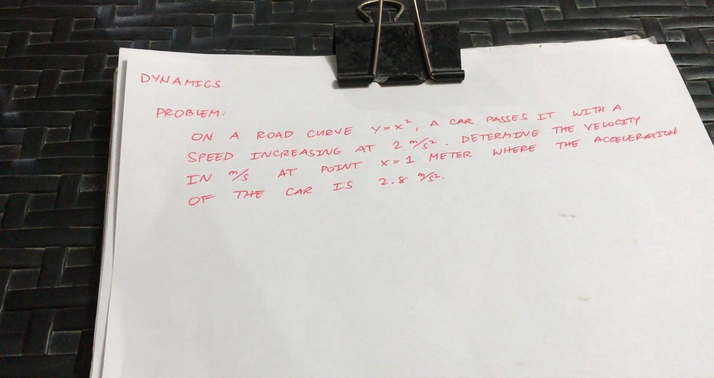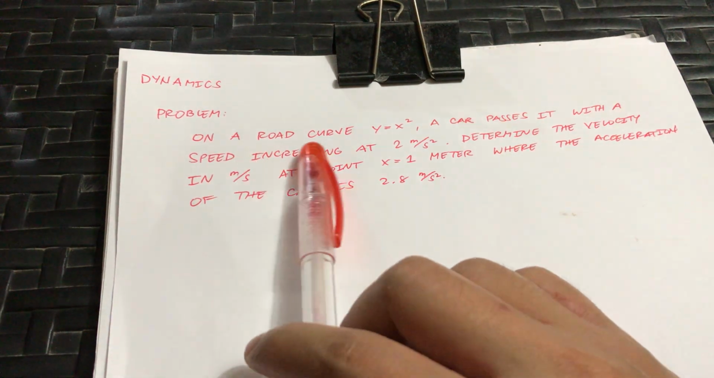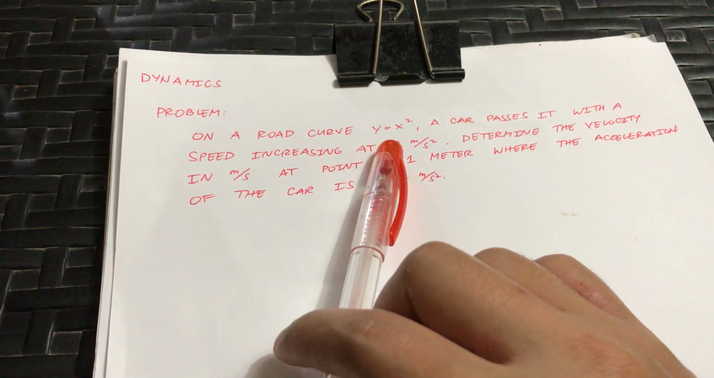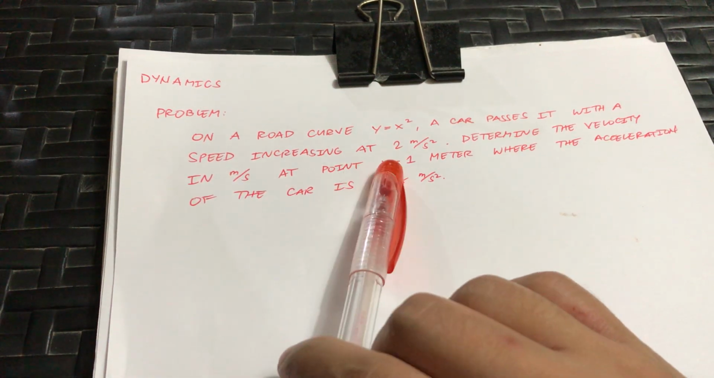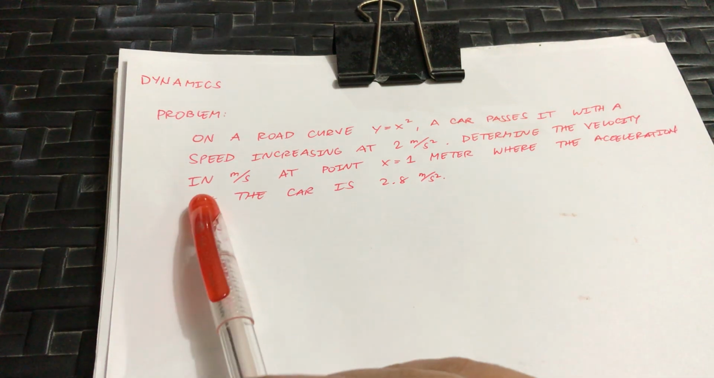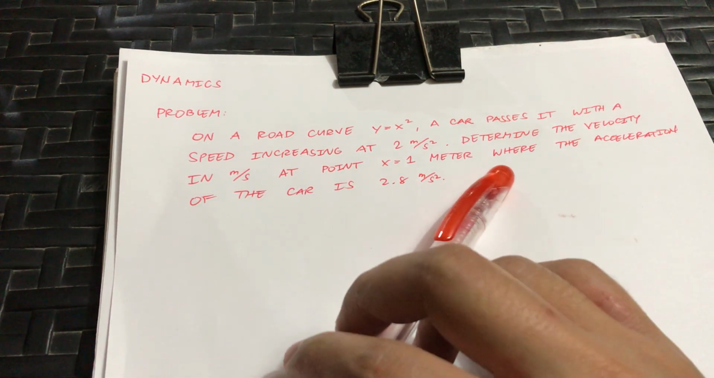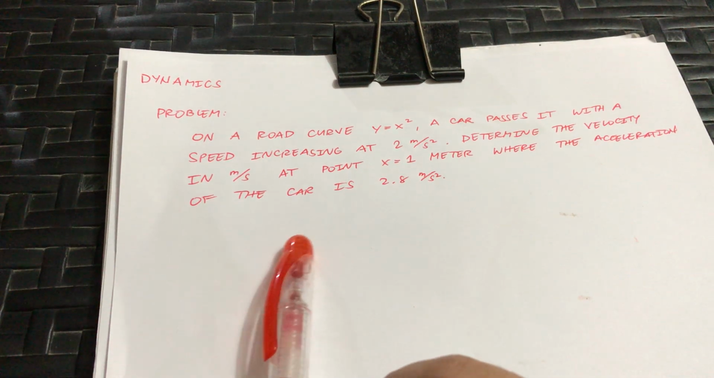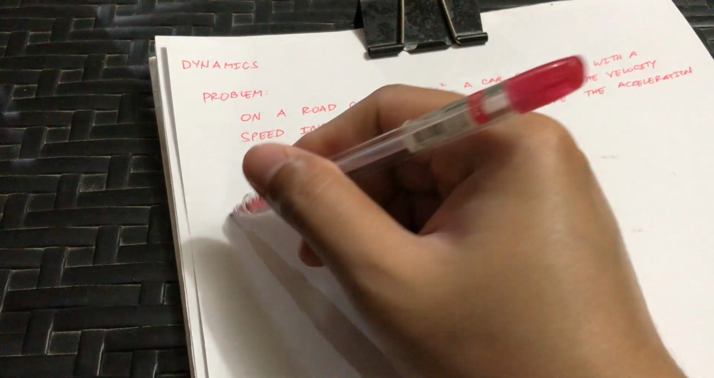Hello everyone. In this video, this is the problem that we will solve. On a road curve, y is equal to x squared. A car passes it with a speed increasing at 2 meters per second squared. Determine the velocity in meters per second at point x equals 1 meter, where the acceleration of the car is 2.8 meters per second squared. Okay, so solution.